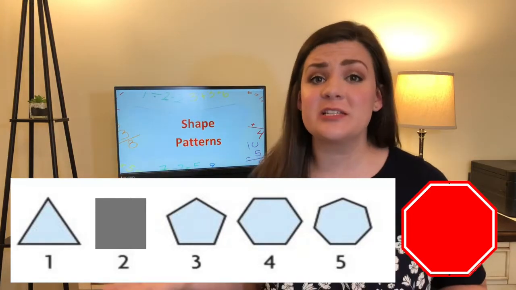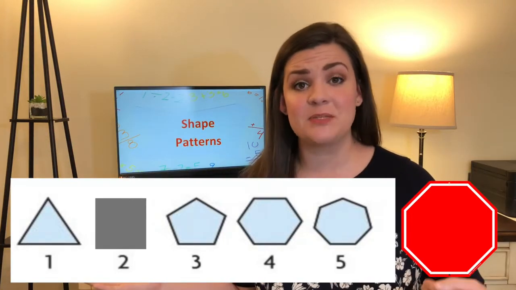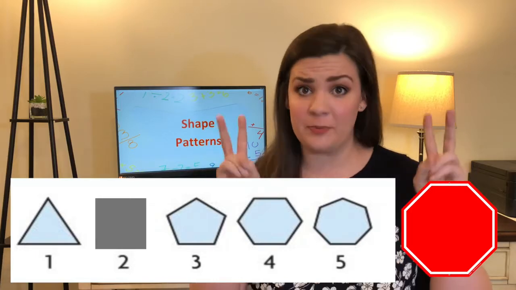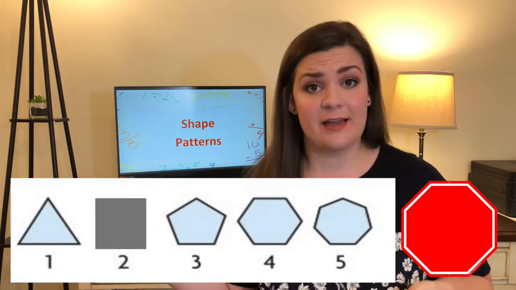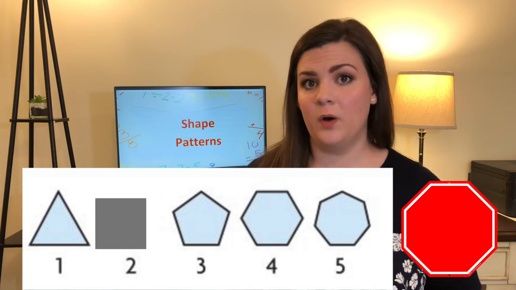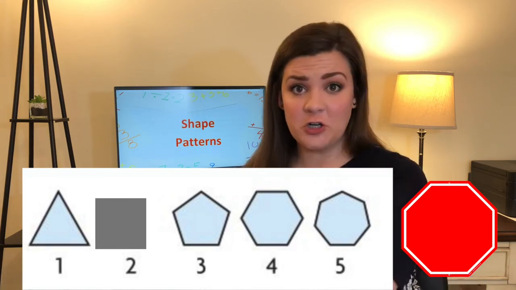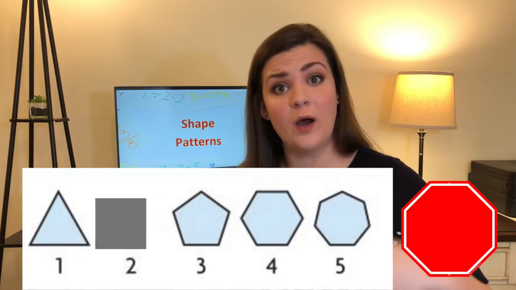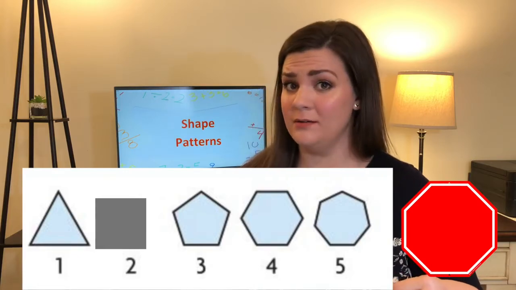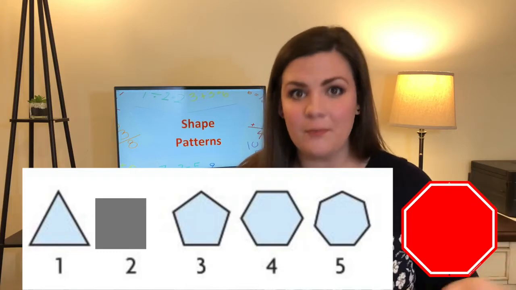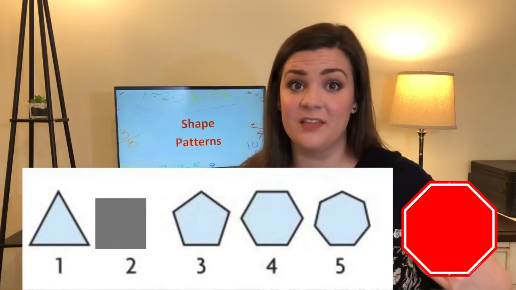So while we could describe this pattern with its shapes, we can also give it a number pattern. If you look, what we could say is that the first term here is 3. Well, that's because a triangle has 3 sides. So we could say that the rule is the first term is 3, add 1. Why are we adding 1? Well, because every time the polygon has 1 more side than the term before.